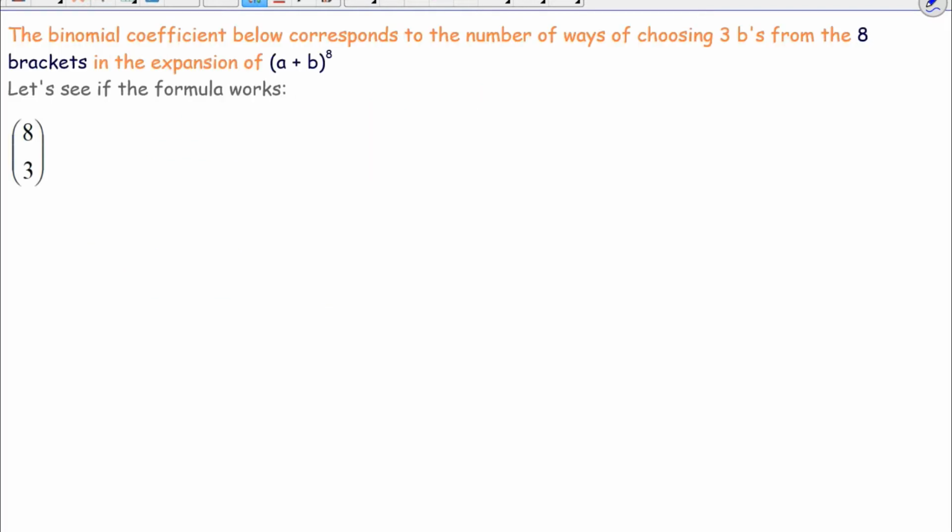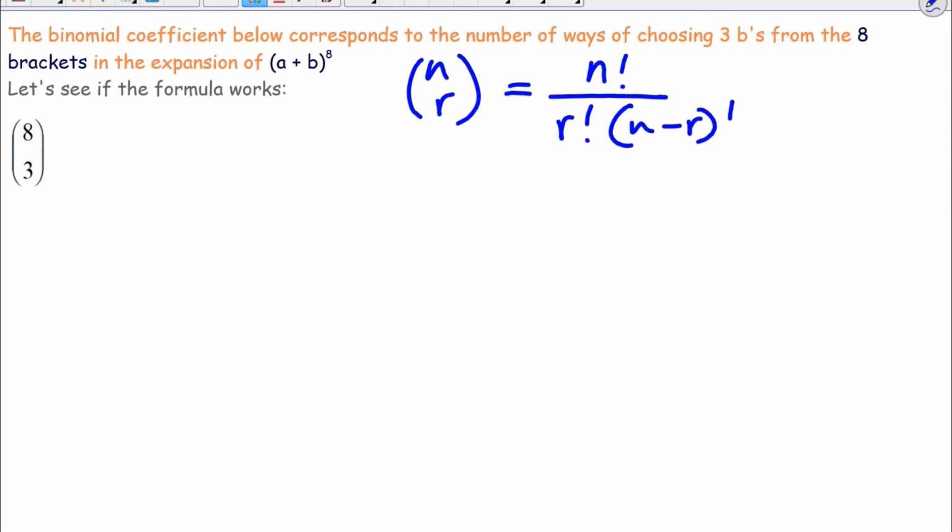Now, back to binomial coefficients. The binomial coefficient below, 8 choose 3, corresponds to the number of ways of choosing 3 b's from the 8 brackets in the expansion of (a plus b) to the power of 8. What we want to find out is whether this formula works: remember we said n choose r is equal to n factorial over r factorial into (n minus r) factorial. So we want to see if this formula works in finding the binomial coefficients.